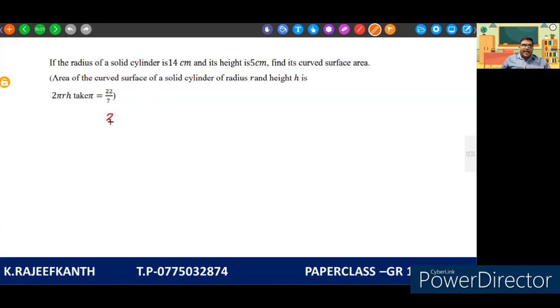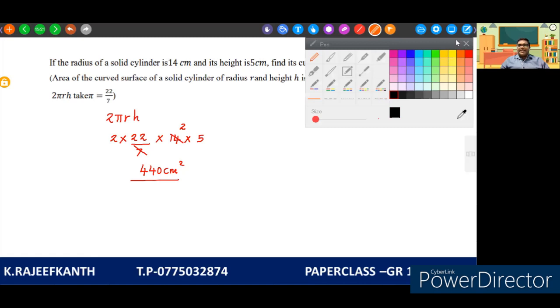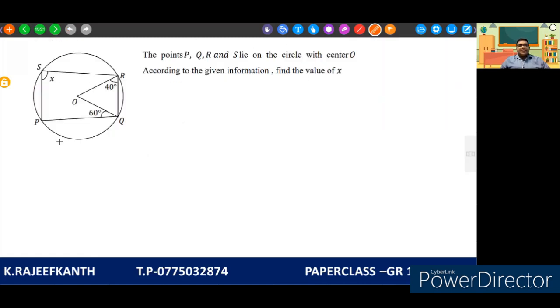Here 2 pi RH is the curved surface area. So 2 into pi, which is 22 by 7. Here radius is equal to 14 and the height is equal to 5. So here we can divide by 7, then 2. 2 times 22 is 44, 5 times 2 is 10. Then 44 times 10 is 440 centimeter squared. Then the curved area is 440 centimeter squared. The next one.